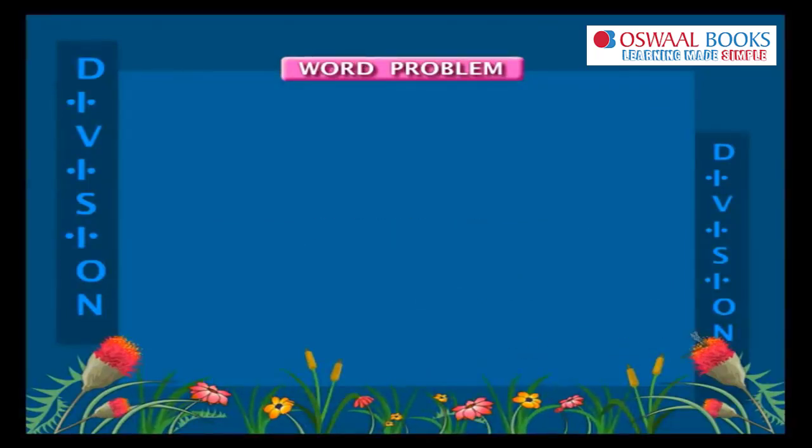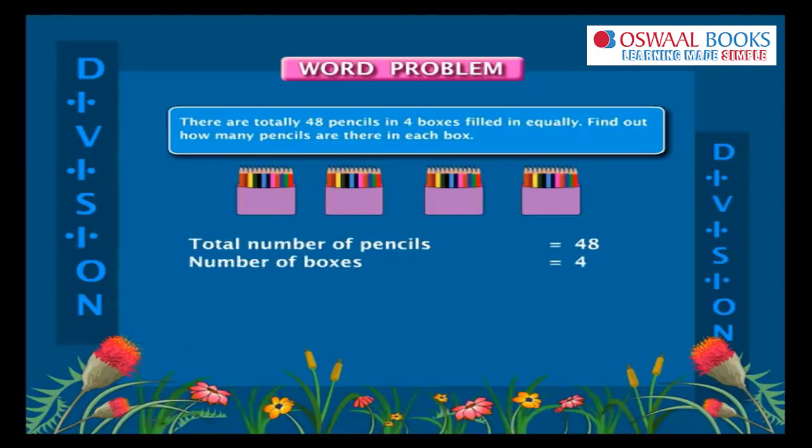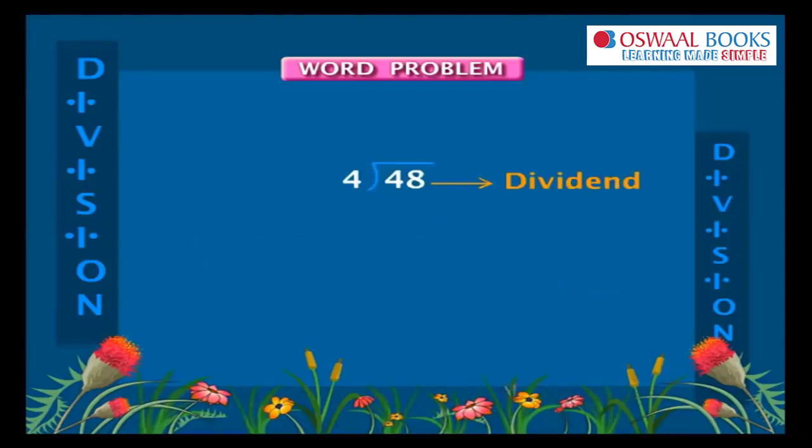Problem 2. There are totally 48 pencils in 4 boxes filled in equally. Find out how many pencils are there in each box. Total number of pencils are 48. Number of boxes are 4. To find out the number of pencils in each box, divide 48 by 4. Arrange the numbers respectively. 4 goes in 4 one time.